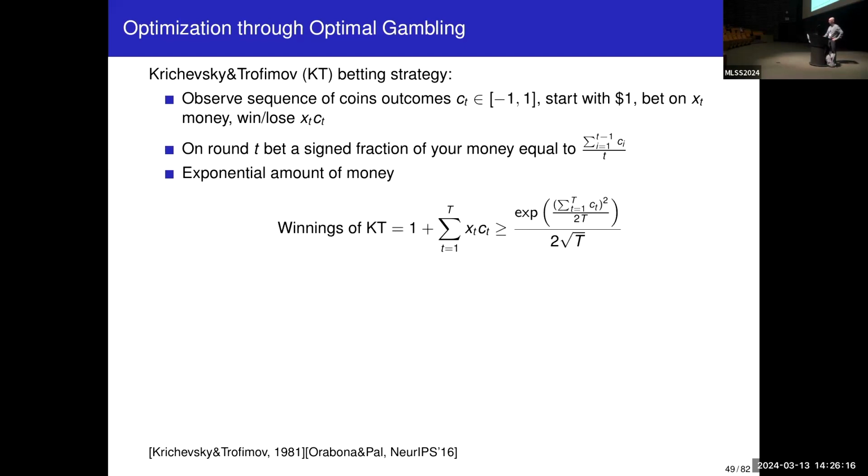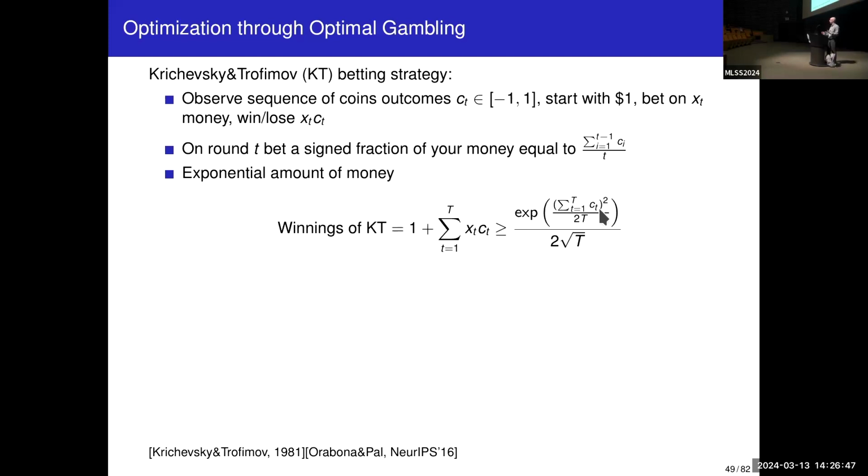How do we know that this is optimal? Because the amount of money that you will make using this strategy will be this exponential quantity. Okay, so let me stress a couple of things. This inequality here on the screen holds deterministically. This is a deterministic inequality, and we are not assuming anything on the outcomes c_t. This holds for any sequence of c_t. This is always true.